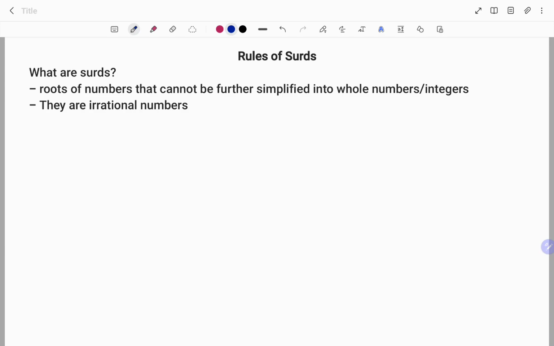Today we're going to learn how to simplify surds by going through the rules of surds.